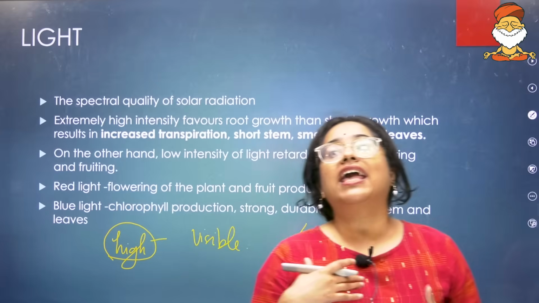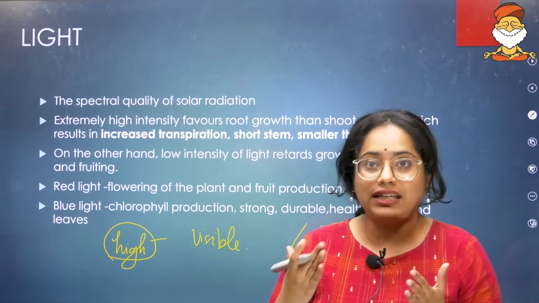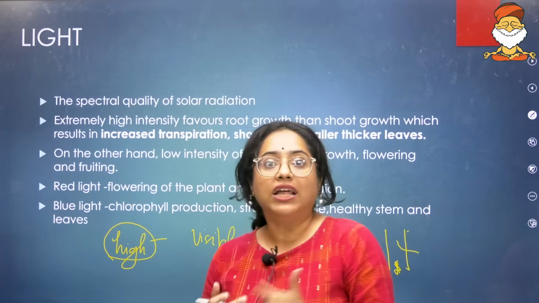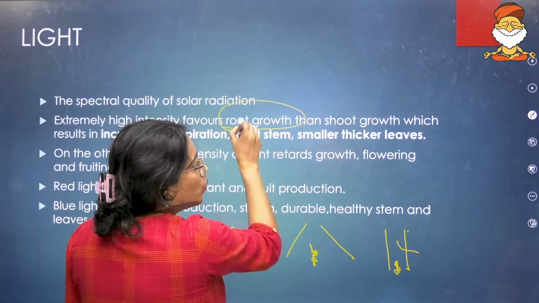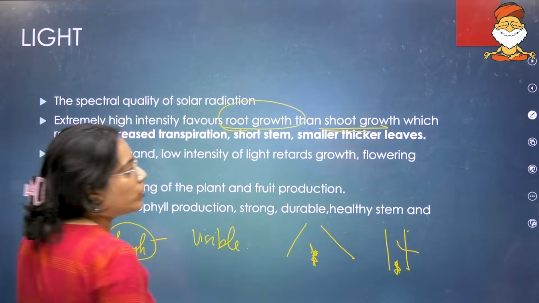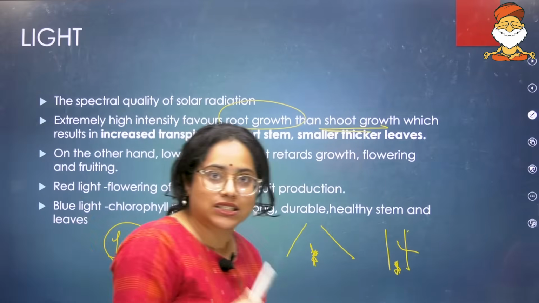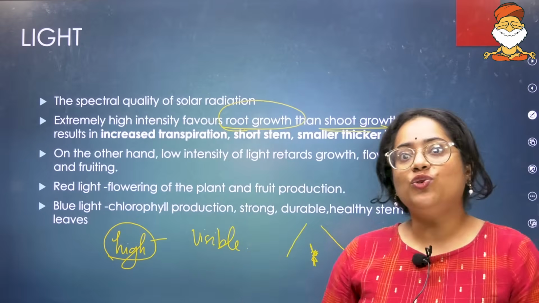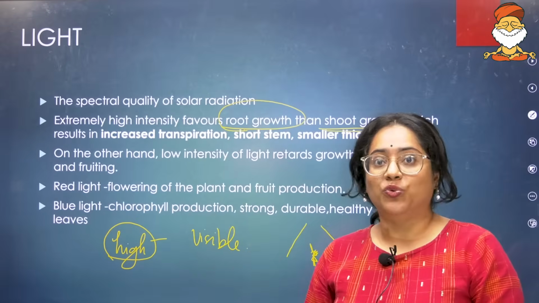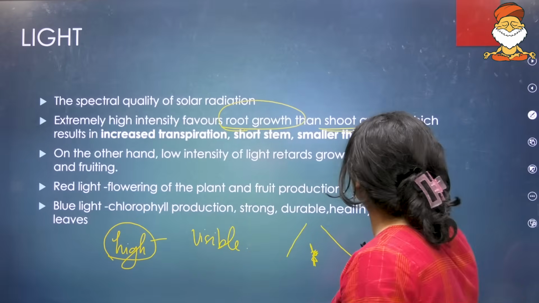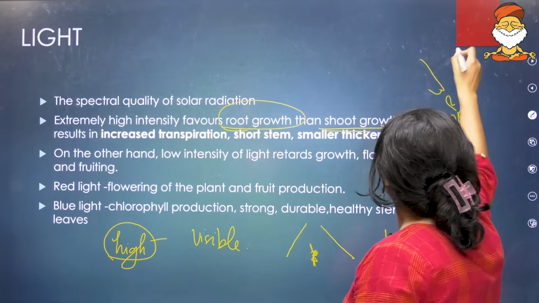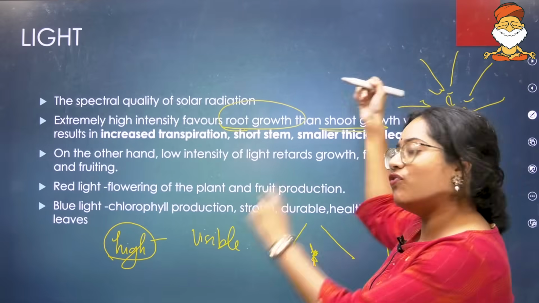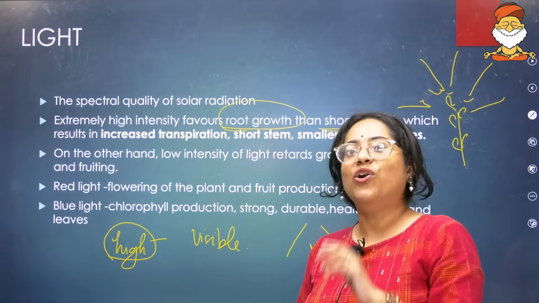So when you have extremely high intensity light, it is going to favor the root growth rather than shoot growth. Now this is quite interesting. Why? Because we assume that the plant needs light for photosynthesis and everything. So you give more light to it, it should do more photosynthesis, right? But that's not what is happening.